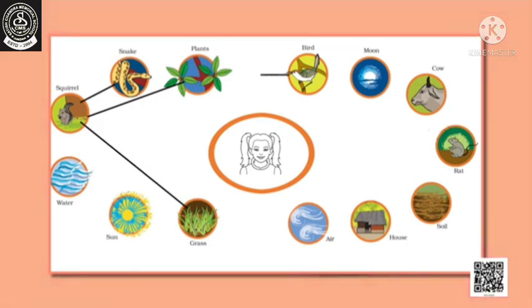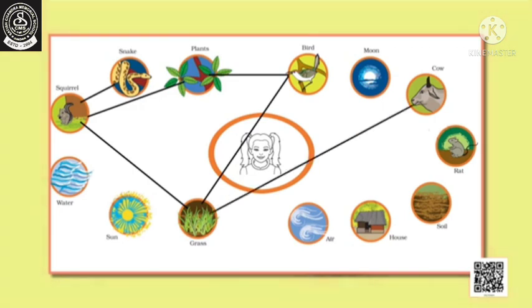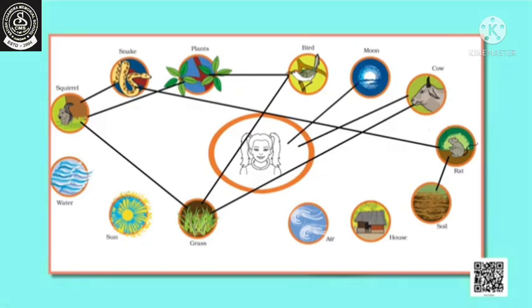Join birds to plants as well as to grass. Join cow to grass and snake to mouse. As snake eats mouse, mouse can be joined to soil as it lives in holes present in the soil. We can also join ourselves to cow as we drink milk. We also join to moon as day and night are important for us. Plants join to air as they take carbon dioxide for the process of photosynthesis and release oxygen.